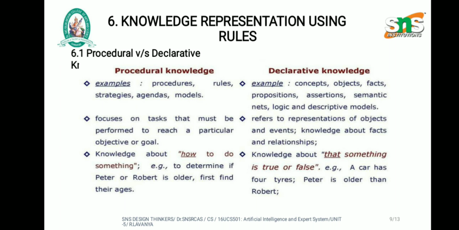Last but not least, the difference between procedural and declarative knowledge. Procedural is knowledge about how to do something. Example: to determine if Peter or Robert is older, first find their ages. Declarative is knowledge about something being true or false. Example: a car has 4 tires. Peter is older than Robert. So this is the final conclusion between procedural and declarative knowledge.